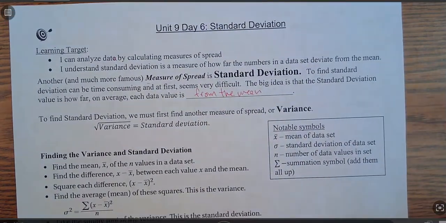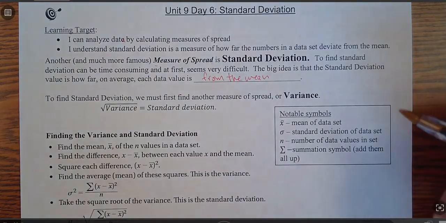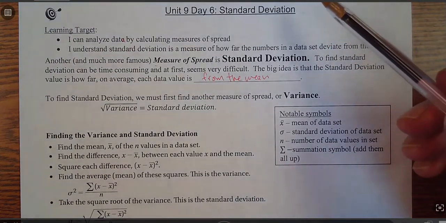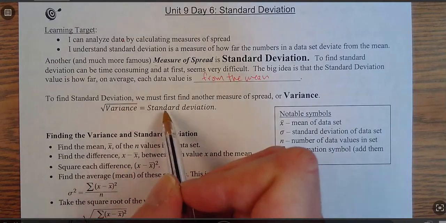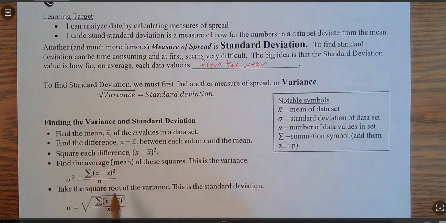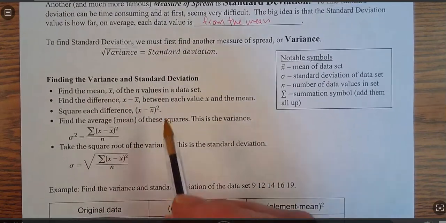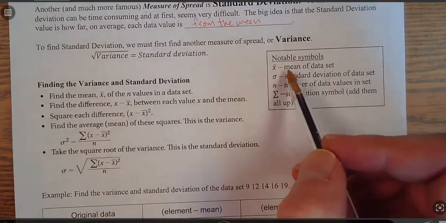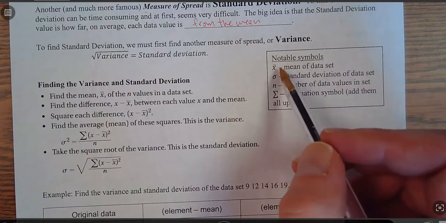So to find standard deviation, first off, we need to find what's called variance. So there's a formula for variance. Once you have variance, you square root variance to find standard deviation. Okay, so here's some step-by-steps on what to do. And there's lots of symbols here, so I put over here a little legend so we can remember what they are.